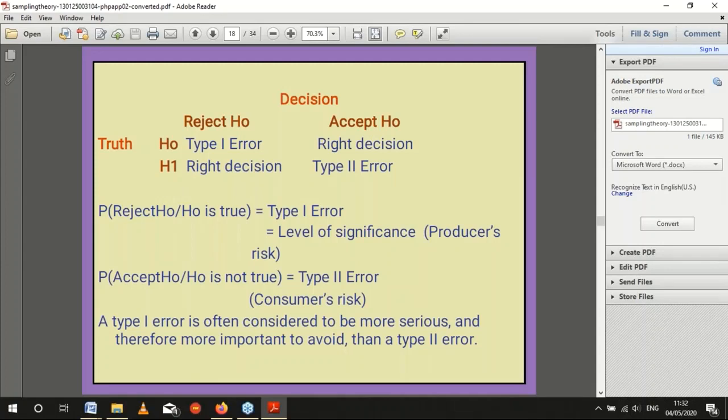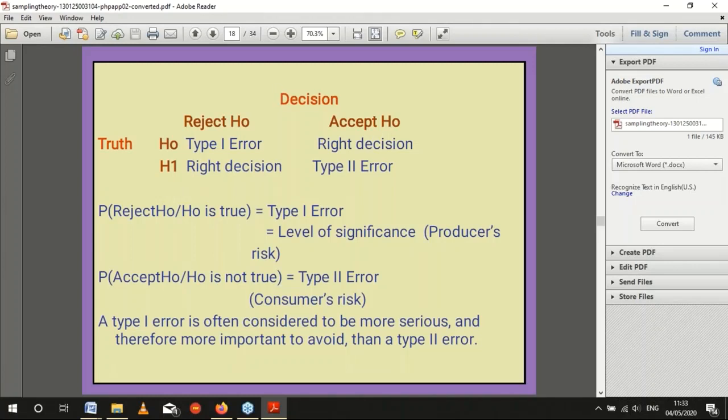A type I error is often considered to be more serious, and therefore more important to avoid, than a type 2 error. Now, let me ask, why do you think this is true? Can somebody, wherever you are seated, just think about this? But let me try to give the reason.